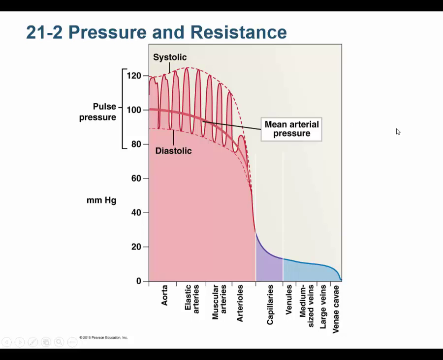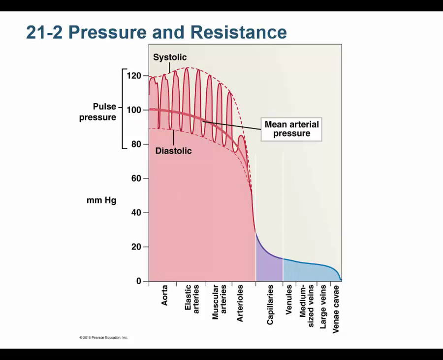This is showing you mean arterial pressure. Please be able to calculate mean arterial pressure for me. Mean arterial pressure really drives most of our cardiodynamic and physiological responses. So it's not necessarily your blood pressure in your right brachial artery being 120 over 80 that drives a response. It's more likely to be the mean arterial pressure.